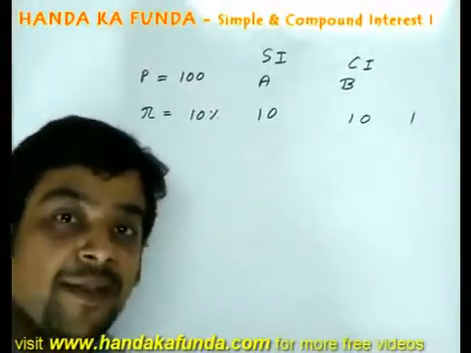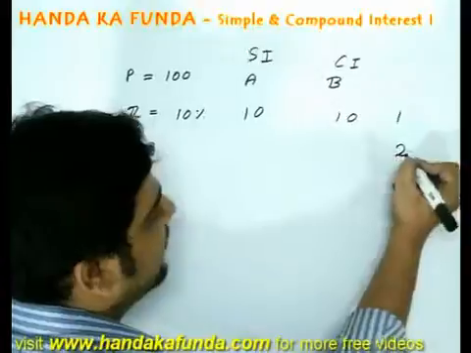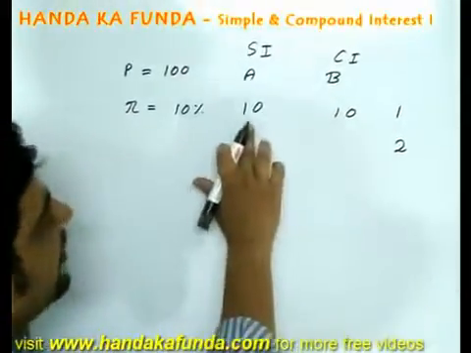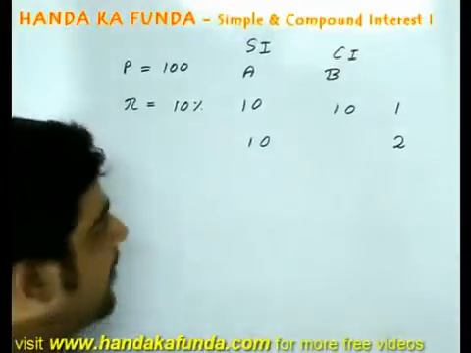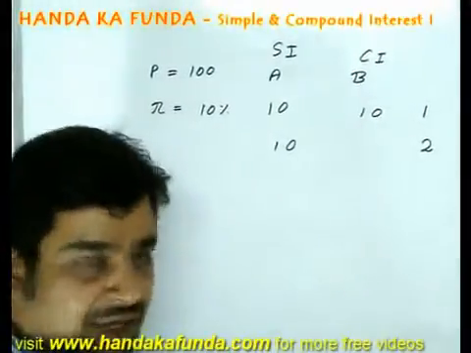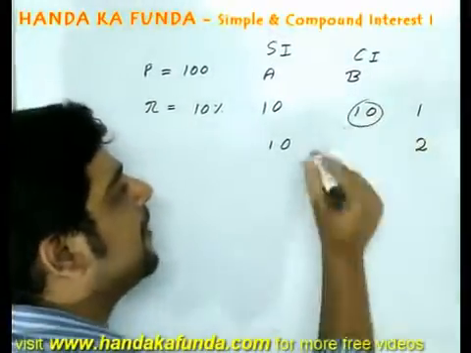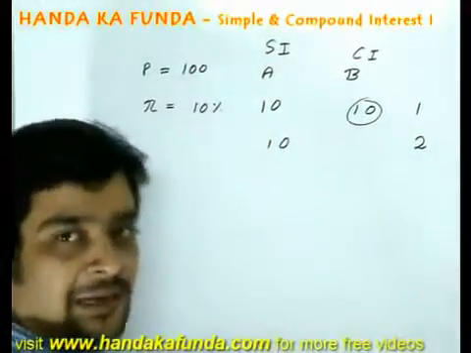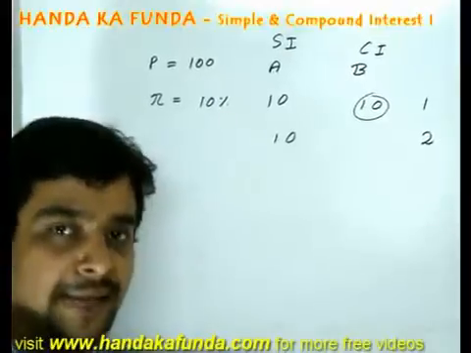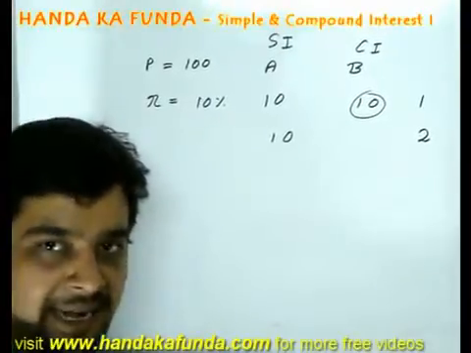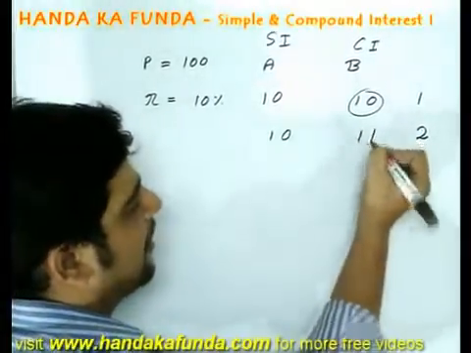Let us look at what happens in the second year. In the second year, simple interest will be 10% on 100 rupees, it will still be 10 rupees. But compound interest will change. The interest earned in the first year will get added to the principal. So the effective principal becomes 110 rupees. Interest in second year is 10% of 110 rupees, that is 11 rupees.